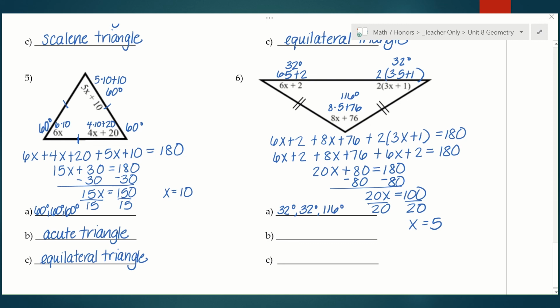So to classify it by its angles, I'm seeing that I have one obtuse angle, which means this is an obtuse triangle. And classifying it by its sides, I can see that 2 of the sides are the same. Notice that means also that 2 of the angles were the same, like we've been talking about. And so this is an isosceles triangle.